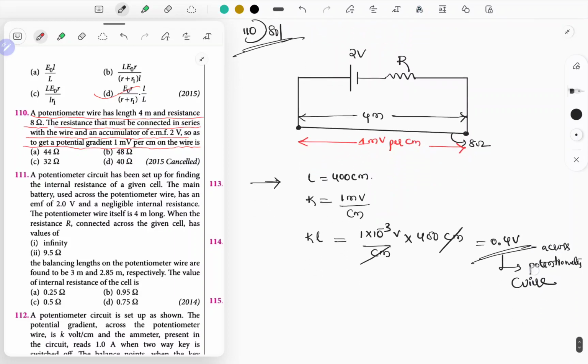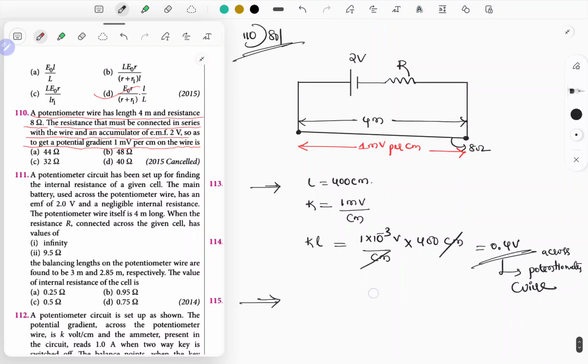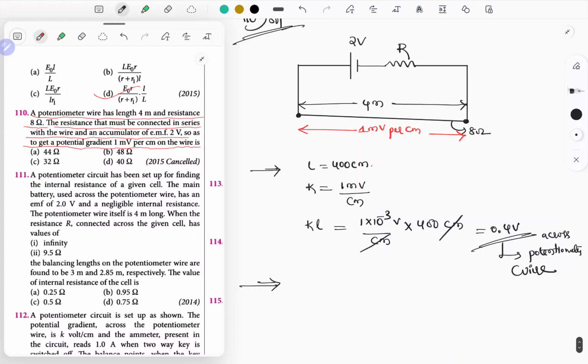Do I know the value of the resistance of the potentiometer wire? Yes, it's going to be 8 ohm. Then how to find the current flowing through it? I is equal to V by R, where V is 0.4 and R is 8, which is equal to 0.05 amperes. This is the current flowing through the circuit.